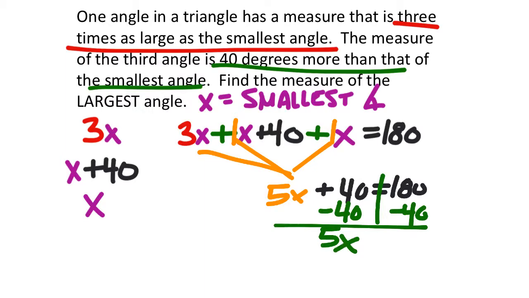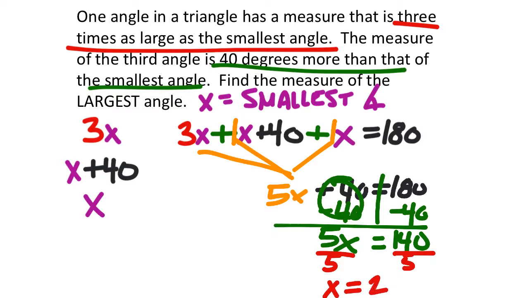So 5x now equals 140. Again, those 40 zeroed out. Then we'll finish by dividing by 5. Since we're in a hurry, we'll just go over this one. It should be 28. So the smallest angle is 28 degrees.